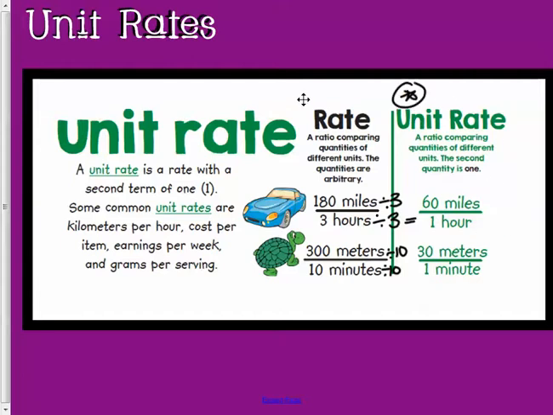Okay, so in your notebook, I want to see these 2 examples. 180 miles for 3 hours is a rate. And again, you don't need this definition because you already have it. But you need these 2 examples. So if we're looking at unit rates, kilometers per hour, cost per item, earnings per week, and grams per serving. You can tell my mind is always thinking about shopping, right? Earrings per week. How many can I wear in a week?